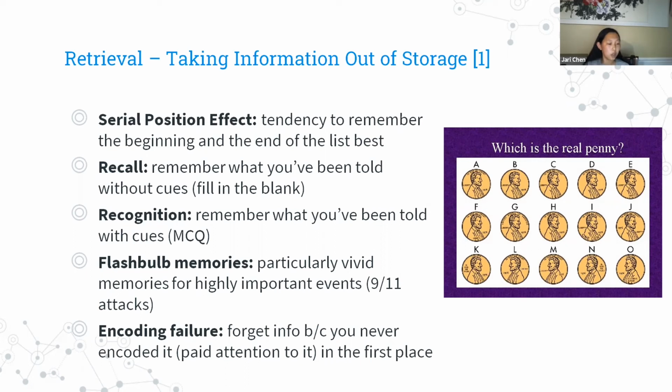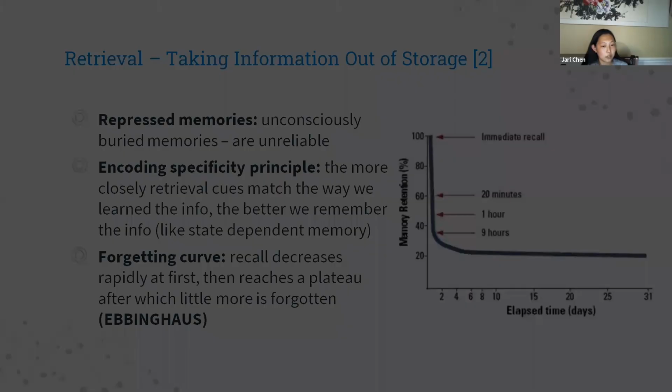And then there's encoding failure, which is you forgetting information because you didn't actually encode it or pay attention to it in the first place. For example, on the picture on the right, you can see how it's asking which is the real penny. As you can tell, it's kind of hard to know which one's a real penny if you never actually specifically studied it. Okay, we're running out of time. I'll try to talk faster.